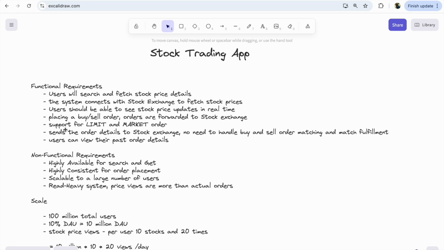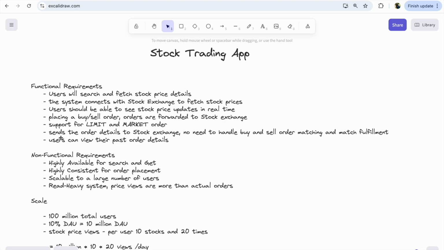Next, support for limit and market order. So there are two types of orders. A market order is when the customer wants to buy or sell at the market price, and a limit order is when a limit is set. If the price goes beyond that limit, then only it will be sold or bought.